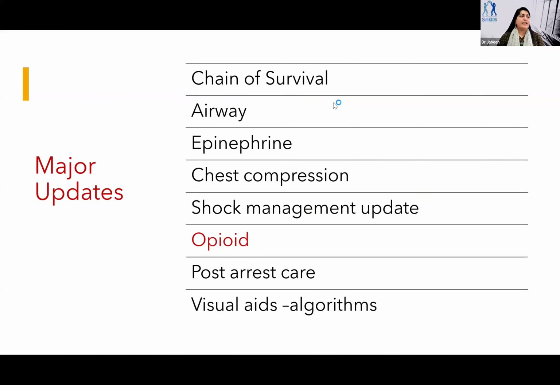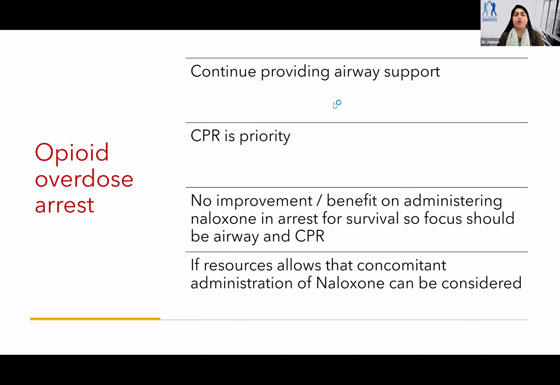Then coming to opioids, the next important aspect is opioid overdose arrest. There's a lot of emphasis on it. It is very important. Yes, naloxone is the antidote, but continue with your ABC, and CPR is always your priority. There is no improvement or benefit from administering naloxone in arrest for survival. So the focus should be airway and CPR.